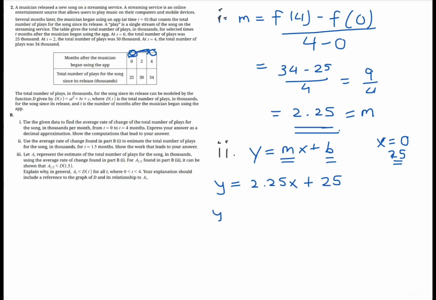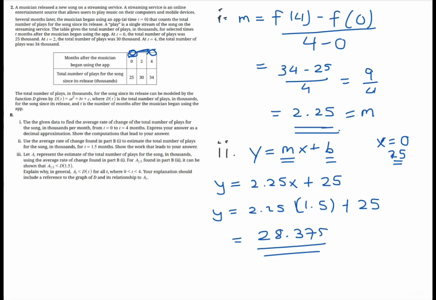So I have y is equal to 2.25 times 1.5 plus 25. And if I quickly put that in the calculator, I should get 28.375. And there we go. This is the approximate y value for t is equal to 1.5 months.